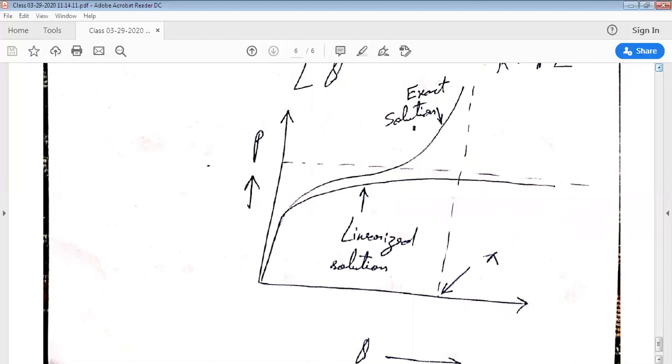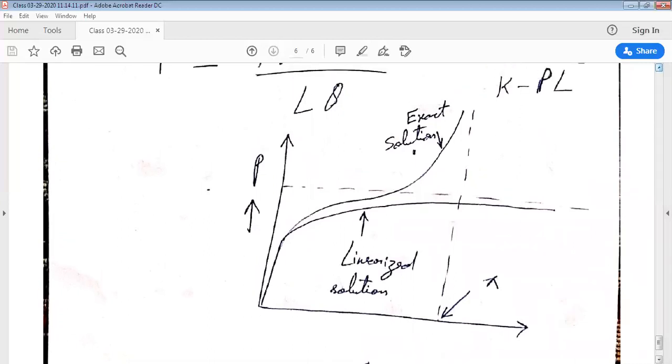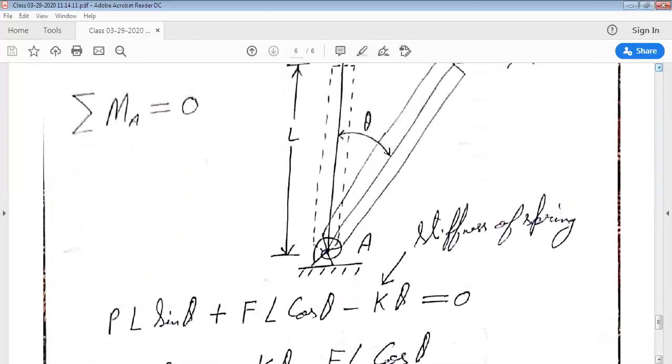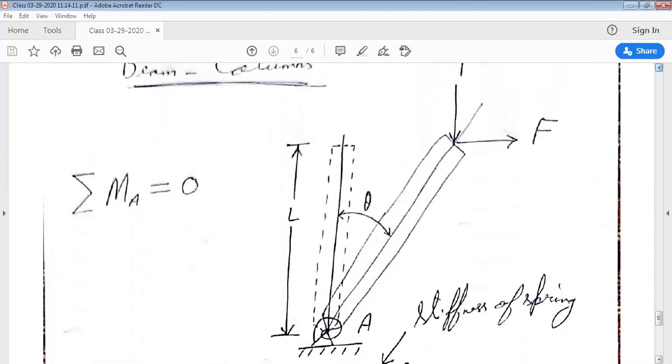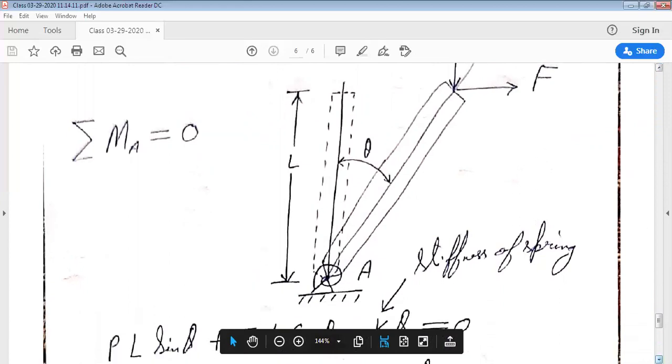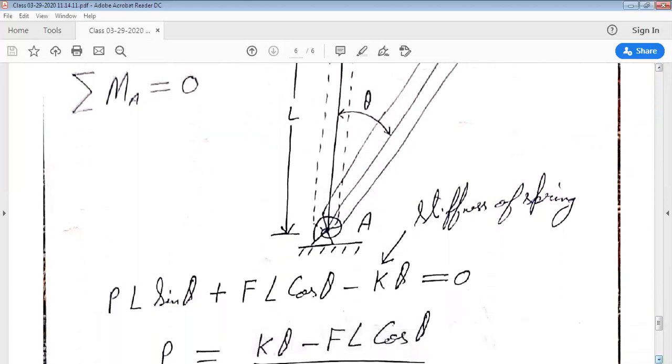Also, please see that when theta approaches pi, the exact solution gives a very large value of P. Now that is understandable from this figure also. When theta becomes pi, this beam column hangs from point A, and we can understand that we can apply a very large P in this particular situation.